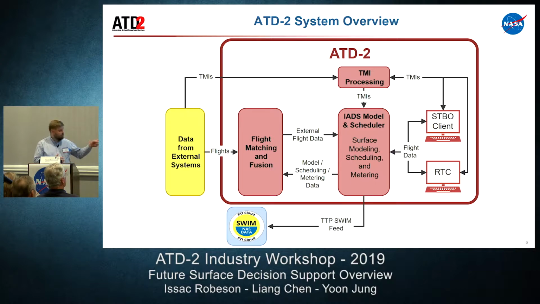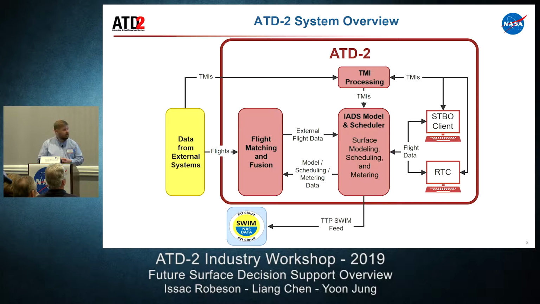We ingest that data into the flight matching and fusion, and then we pass that data along to our IADS model and scheduler, where we predict where the flight is and add value to that. We also ingest TMI data and do a lot of TMI processing. There's an entire track on TMI processing, so if you're looking at your schedule, those are the gray sessions. Then we fuse all that data together, and do modeling, scheduling, and then metering.